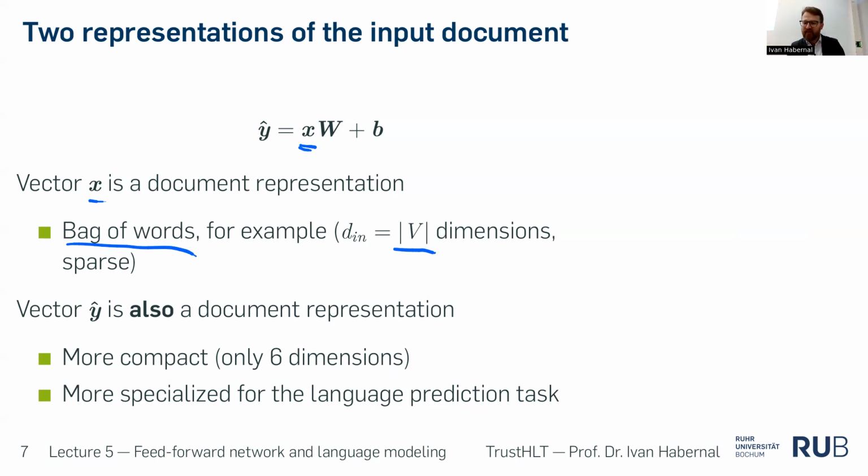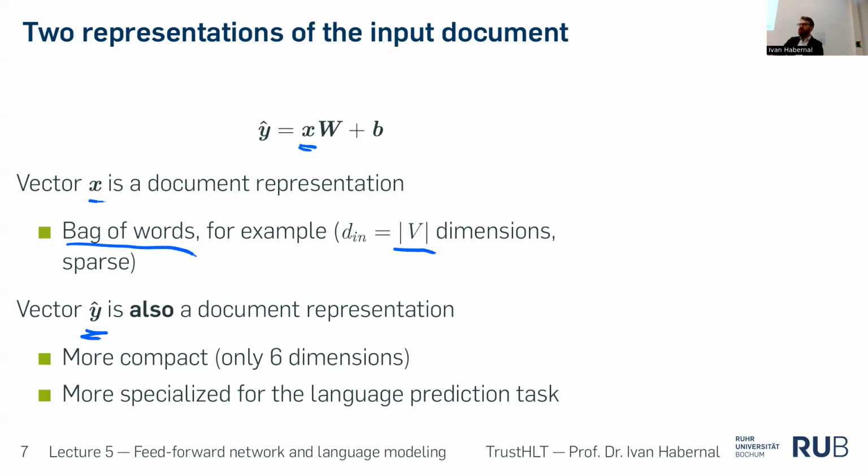At the same time, when we project it into something else, now into this smaller vector, maybe of size 6, it's actually also a document representation. It still represents the document, but the representation is now more specialized for the language prediction task. We project it from one space to another space, and these have different properties. The first space, the bag-of-words space, the 50,000 vector, looks more generic, because you can project it into size 6, size 1, whatever.